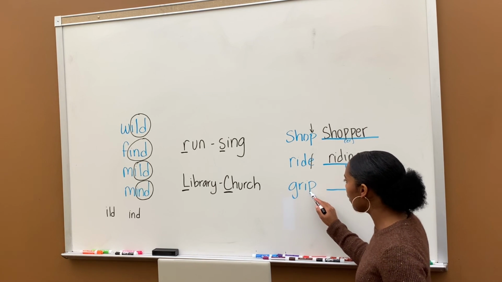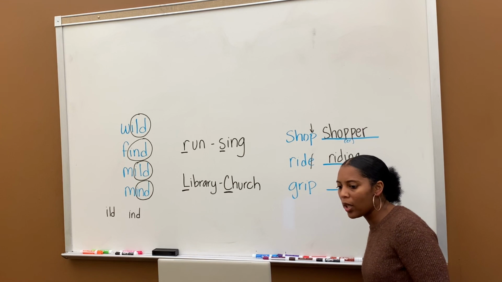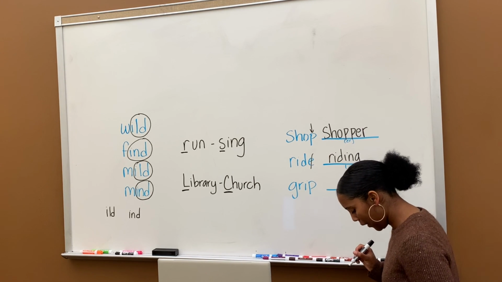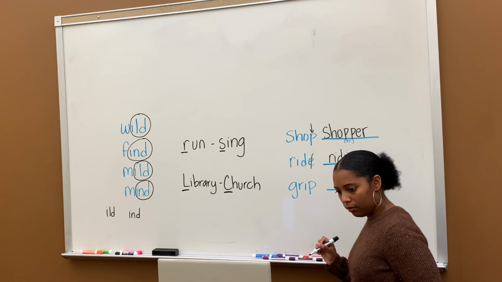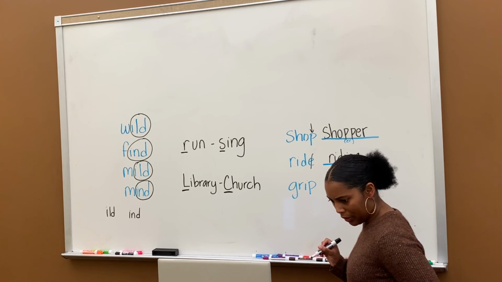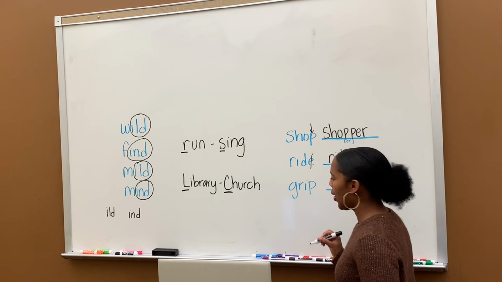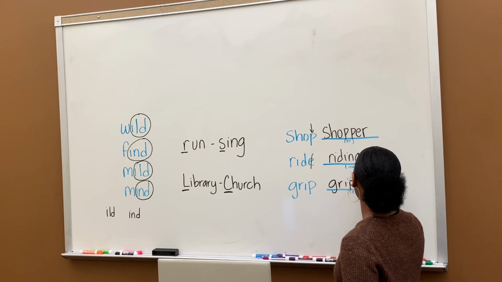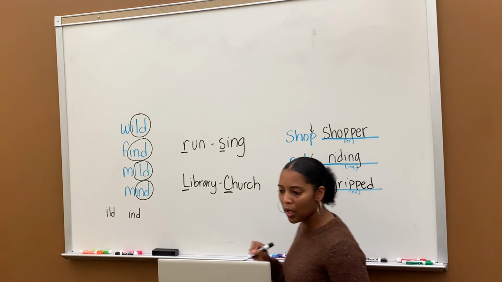Grip. I want to turn it into gripped. It has a short vowel and it ends with a consonant. What do I do, Solomon, before I add ed? Can't hear you. Double the P. Yes, double the P. Very good. Good job. All right, so that's it for our phonics lesson.